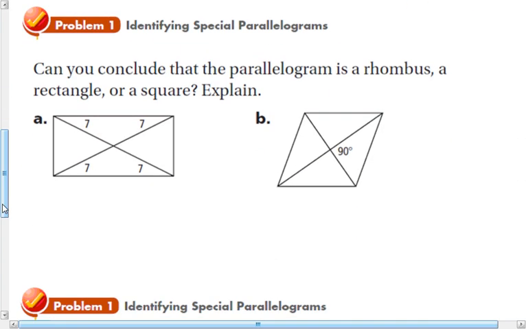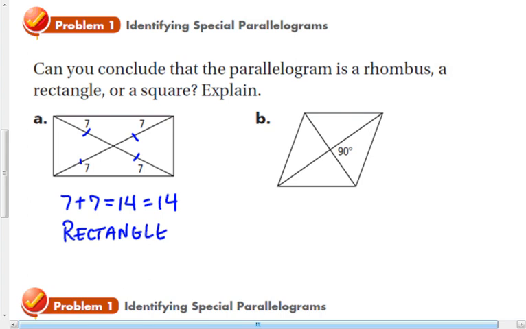All right, let's do problem 1 here. It says, can you conclude that the parallelogram is a rhombus, a rectangle, or a square? Explain. In the first one, this piece here is congruent to this piece, and that's congruent to that piece. So we know that 7 plus 7 is 14, and 14 is equal to 14 by the reflexive property. And so we can say that this is a rectangle. The reason we say that is because rectangles have congruent diagonals.